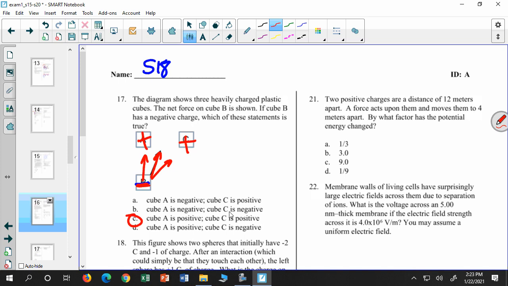Wait, how did you find that Q is positive? Let me erase it again. So cube B, I'm told, is negative. And to get this vector, the two vectors have to be here and here, and the vector in between is the resultant. Since they're both attractive forces, both of these have to be positive. Okay? Good.